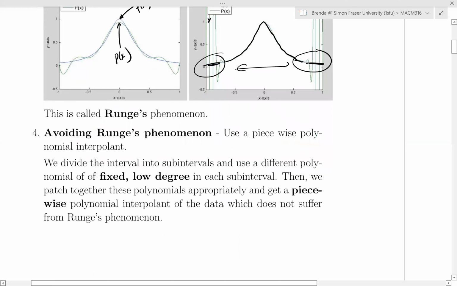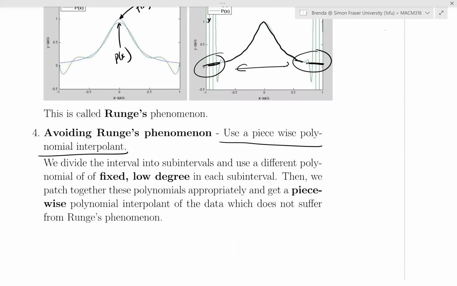So our first idea is going to be to use a piecewise polynomial interpolant. What we're going to do is take the interval, divide it into subintervals, and use low degree polynomials in each subinterval, and then just attach them all together, and get rid of Runge's phenomenon.